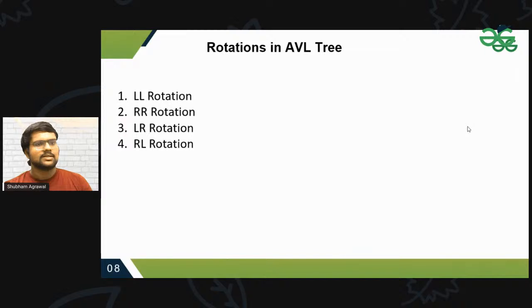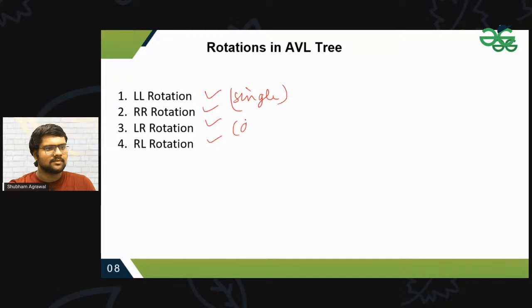Yeah, so we have 4 types of rotations. The first two rotations are single rotations, and the next 2 rotations are double rotations. I will tell you why it is single and why it is double. So we have LL rotation, RR rotation, LR rotation, and RL rotation. Okay. So here LL means left rotation.